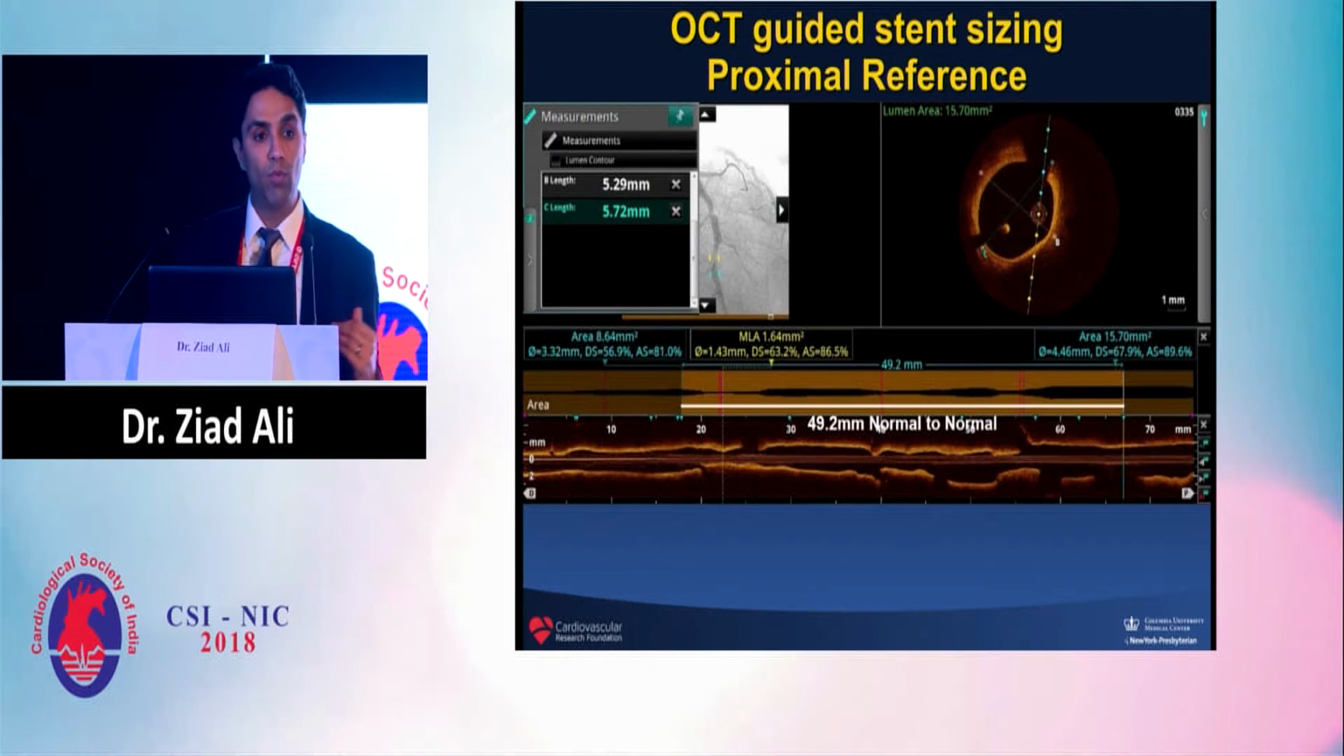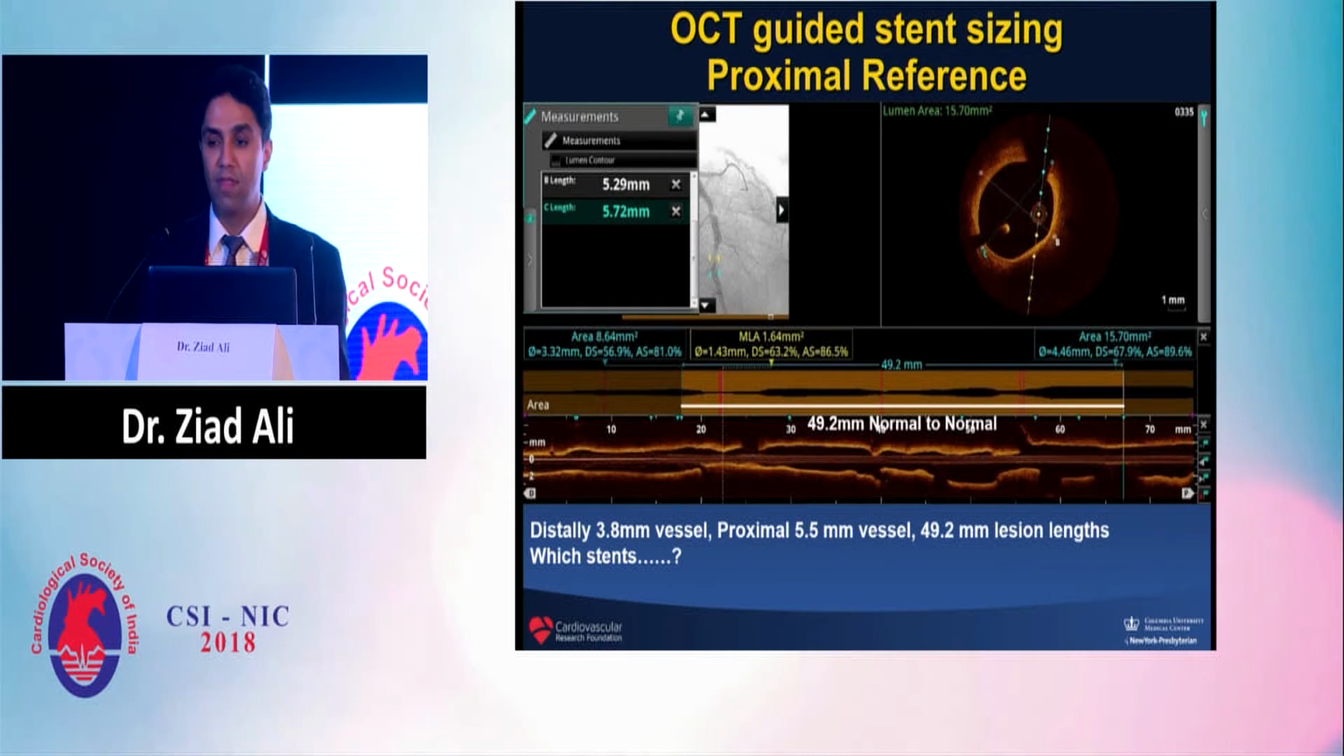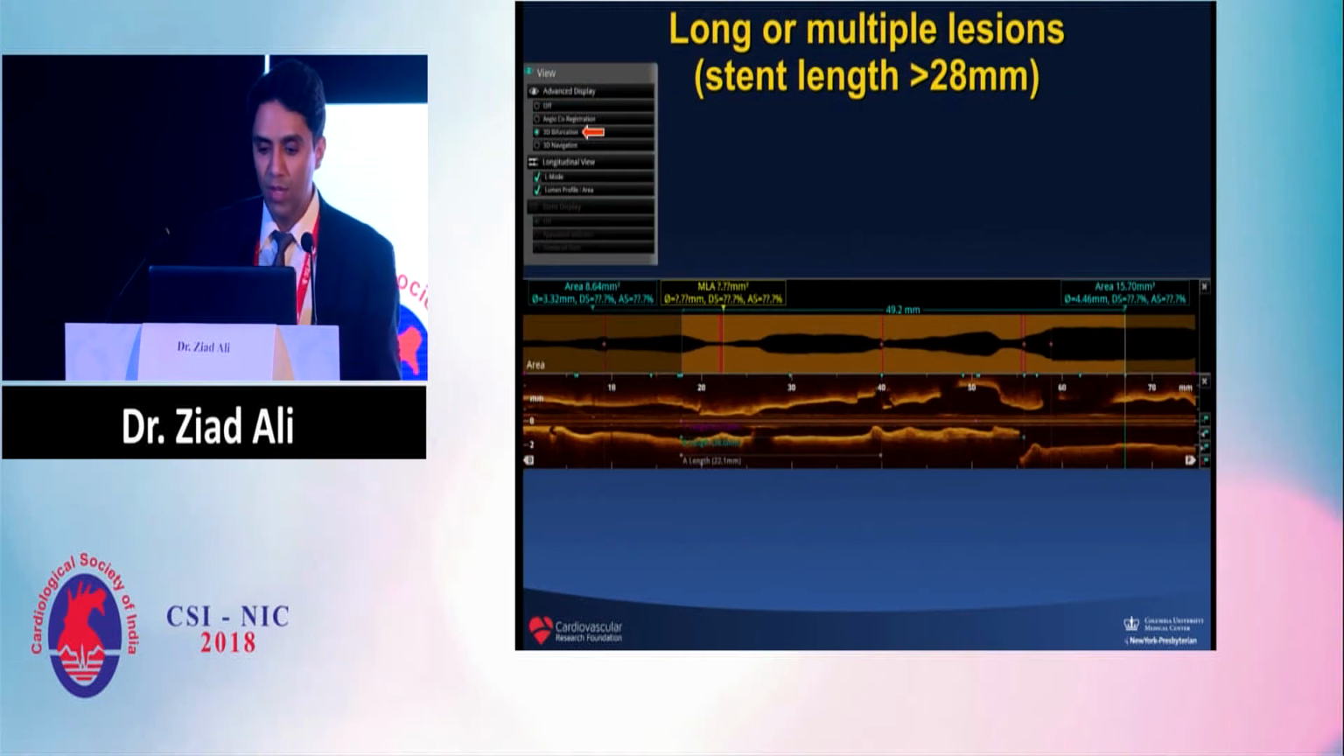We not only were sizing this wrong, but now we learn with precision PCI using OCT that the length from normal to normal is 49.2 millimeters. So I know the distal vessel is 3.8 millimeters and the proximal vessel is 5.5 and the length is 49.2. Which stent should I choose? And can OCT help me? Well, let's take a look.